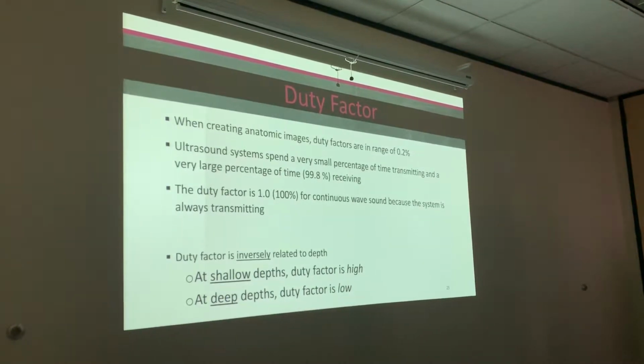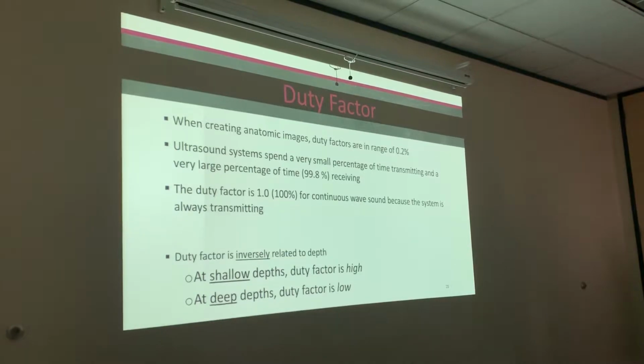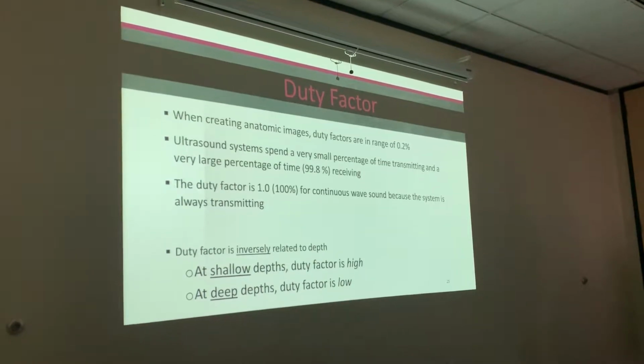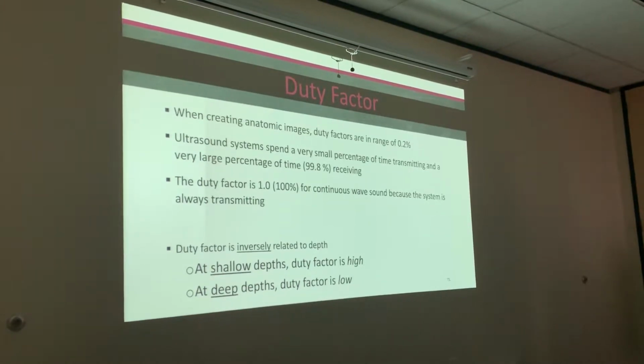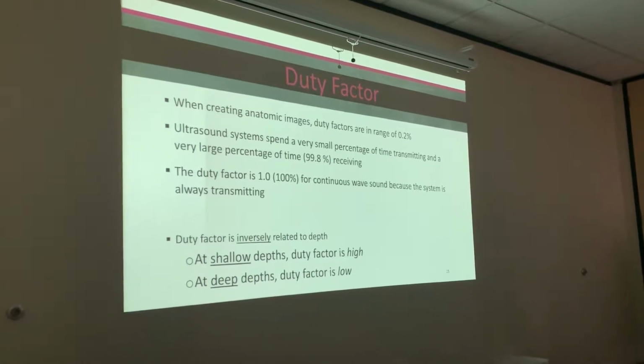Okay? So duty factor, if you just record it in a number, should be, in diagnostic ultrasound, between 0 and 1. But if you convert it into a percentage, then it's going to be between 1 and 100%. Okay? So again, duty factor is also inversely related to the depth. So I always try to remember these together. PRF and duty factor always go in the same way.